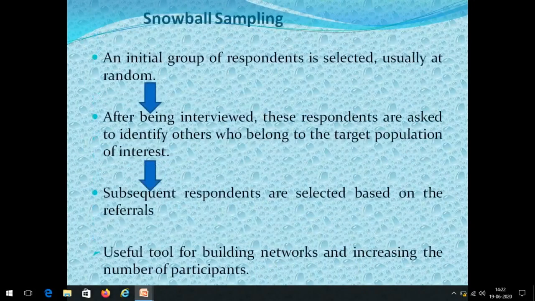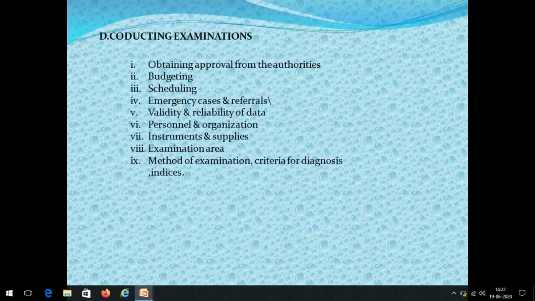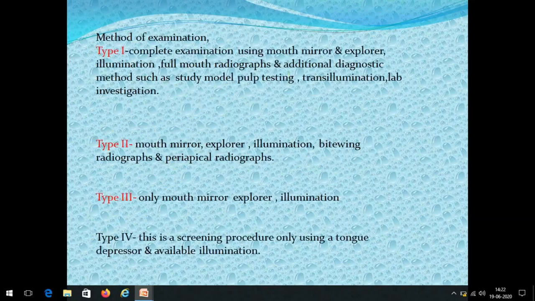After that we need to do the examination. Conducting examination involves getting proper approval from authorities, budgeting, scheduling, and ensuring validity and reliability of data. Instruments and examination area, all these we need to plan, and then we do the examination on patients. We have 4 types of examination, which is also very important for the exam: type 1, 2, 3 and 4. Type 1 is a complete examination and type 4 is just using a tongue depressor. So always keep in mind, type 1 is the best and type 4 is the worst.